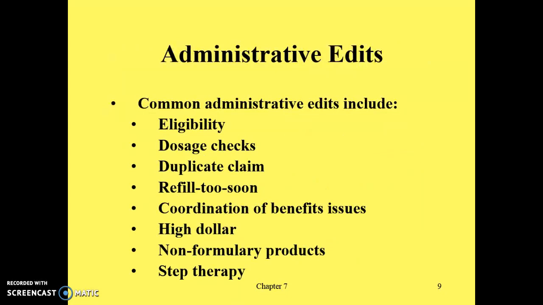So these are just some of the categories for administrative edits. Eligibility is where that whole idea of person code, birth date, that type of thing, will fall. Dosage checks: did we put in the right dosage? Did we put in QID instead of BID, and that medication's never given in that dose, and so it's saying, hey, wait a minute, take a look at this again. Did we already submit this claim once before? Does this look like a duplicate claim? Are we trying to refill it too soon? What's going on with it? So those are some of the things that fall under administrative edits.